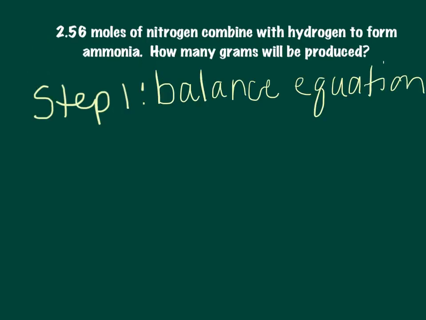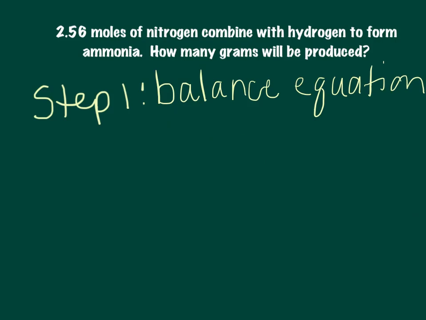It is time to do mole to mass problems. So what we're going to do now is take everything we did in our mole to mole problem and add one more step. So just like before, we'll read through our problem and start with the steps. So today we have 2.56 moles of nitrogen combined with hydrogen to form ammonia. How many grams will be produced?